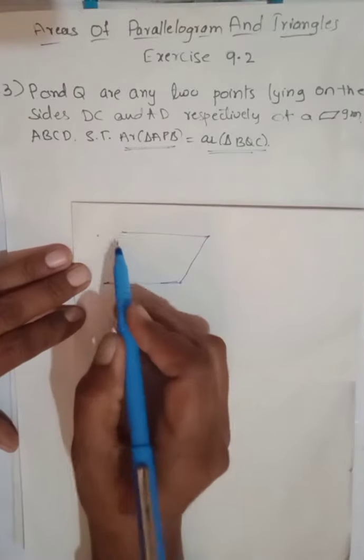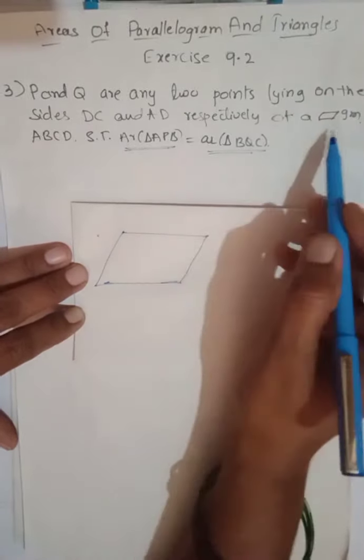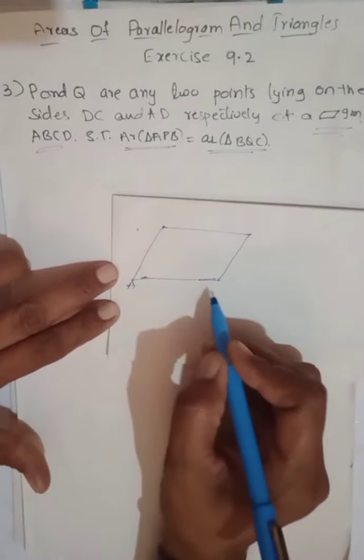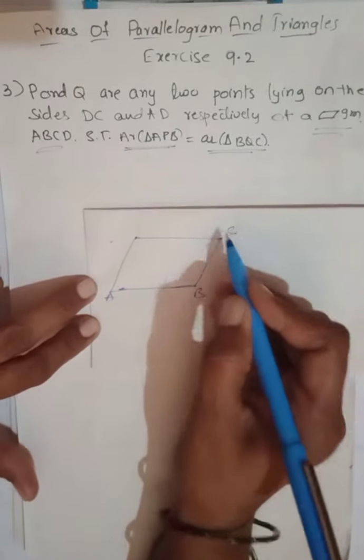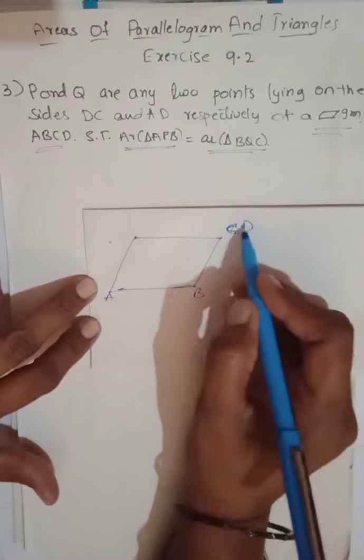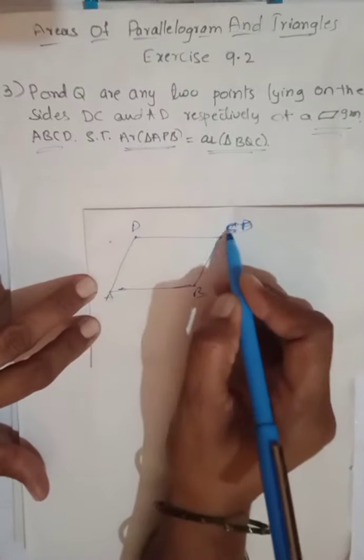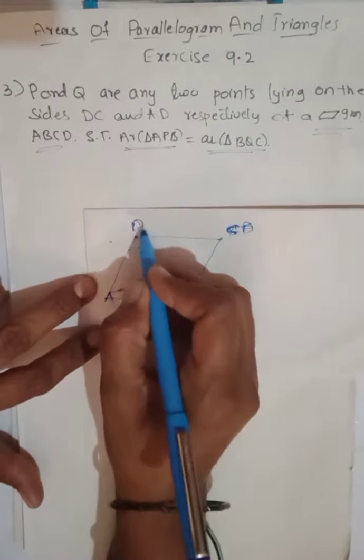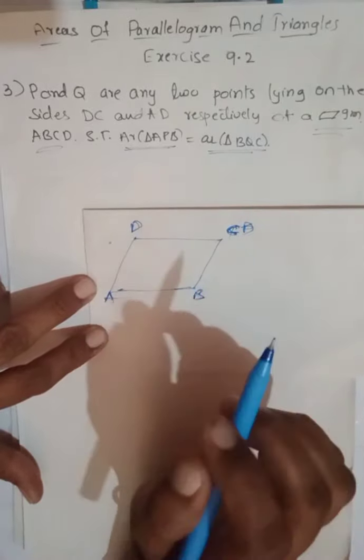First of all, you are given a parallelogram and the name of the parallelogram is ABCD. We write it as ABCD. Sorry, A, B, C, and D. These are the vertices of the parallelogram.